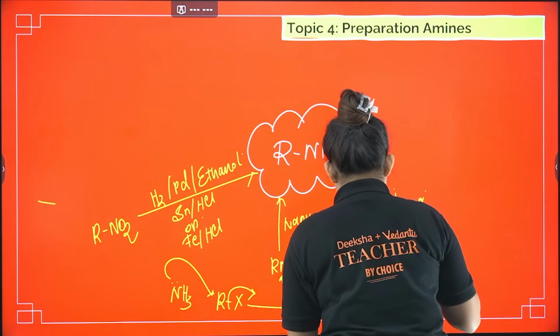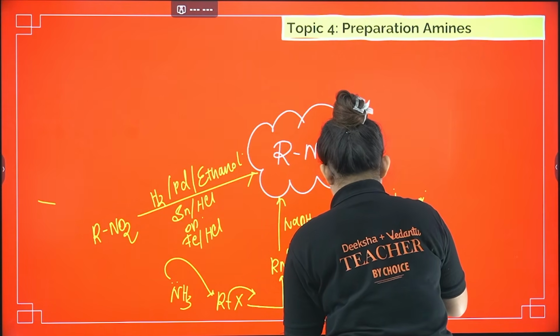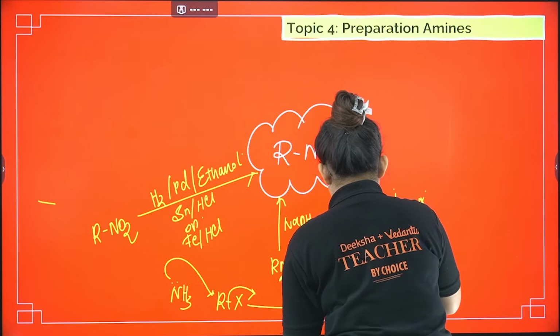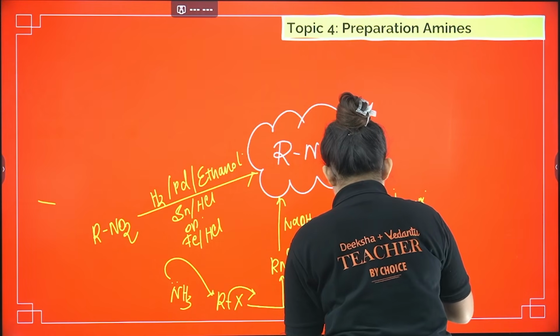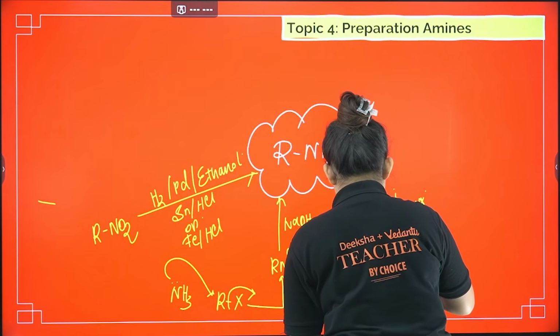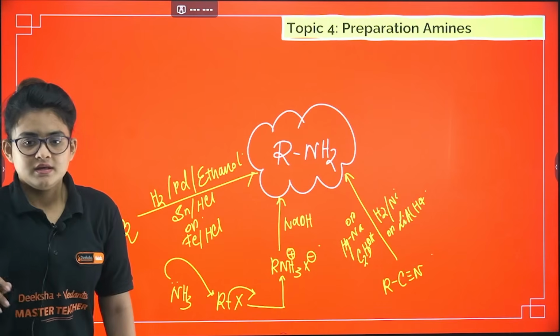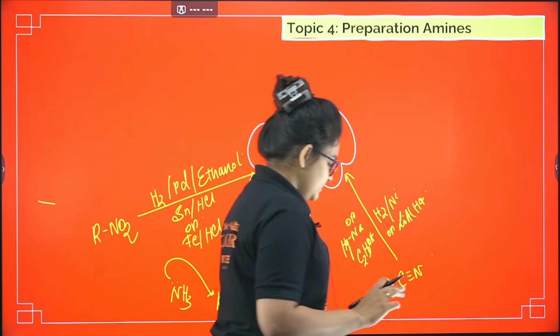Okay, so or I can give sodium amalgam in presence of C2H5OH, in presence of ethanol. These are the possible options from the nitrile groups.